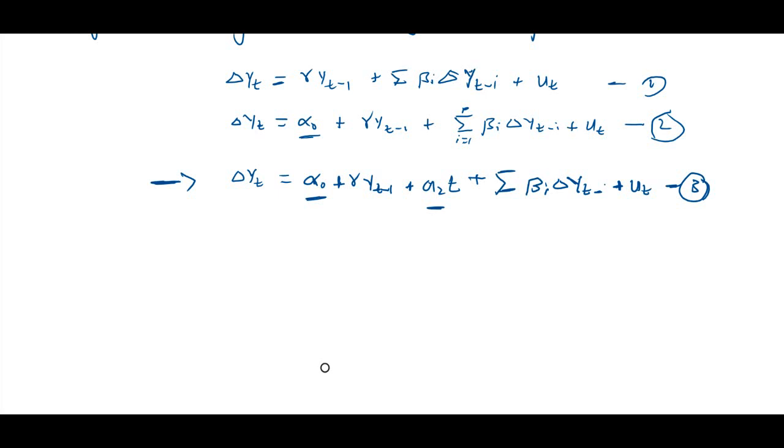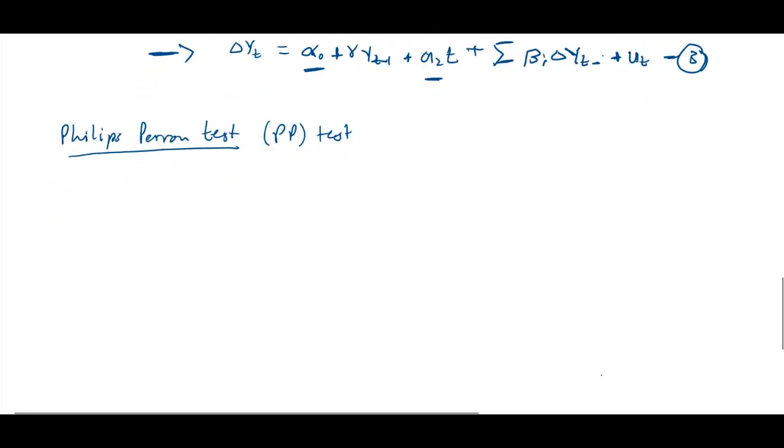Then there is a third version to the model that we call the Phillips-Perron test, or also known as the PP test. This is basically very much identical to the earlier two tests that we have conducted.